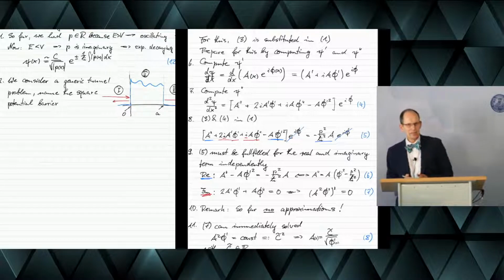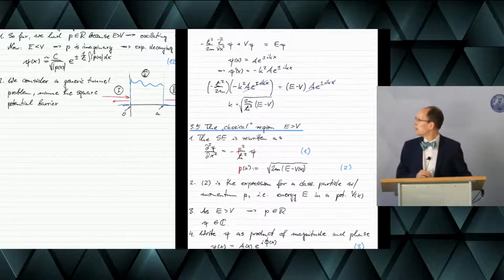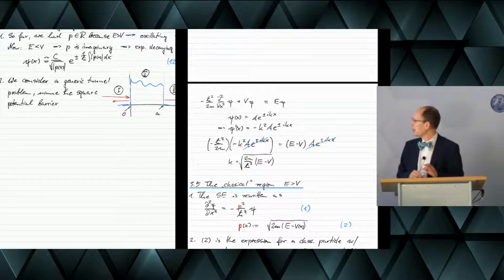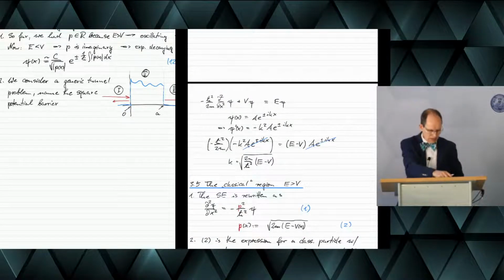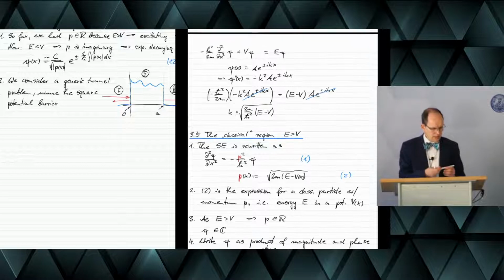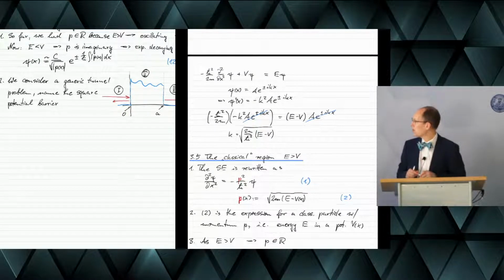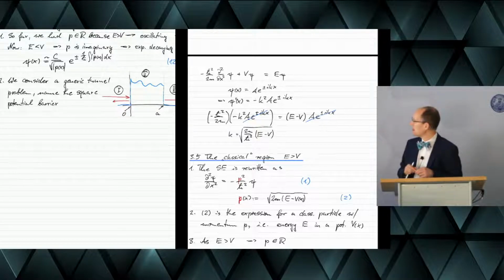By the way, if we look back on this page to the very beginning, just before the headline 3.5, you see this expression, k equals this square root. k is of course 2 pi over lambda, and you see how it depends here on the potential.